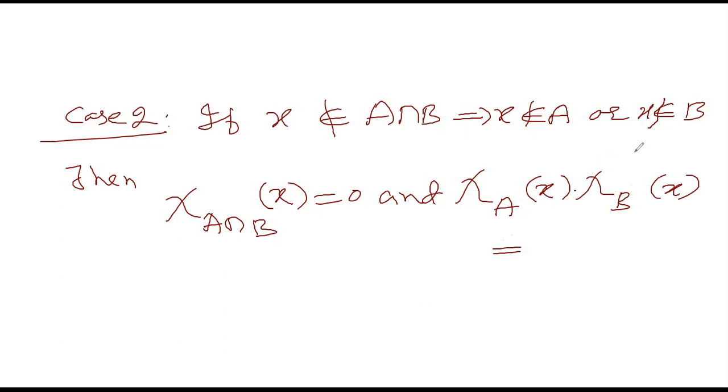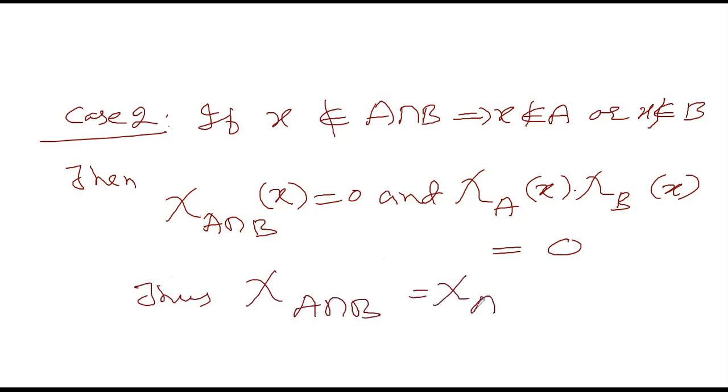And second case maybe like this: X is not in B but X is in A, then this will be 0 for chi B of X, and chi A of X will be equal to 1. It's again 0 into 1. And the third case, if it's neither in A nor in B, then it will be 0 into 0, that's equal to 0. So in all these cases, it's equal to 0. So thus both are equal to 0. Thus chi of A intersection B is equal to chi A into chi B in this case also.